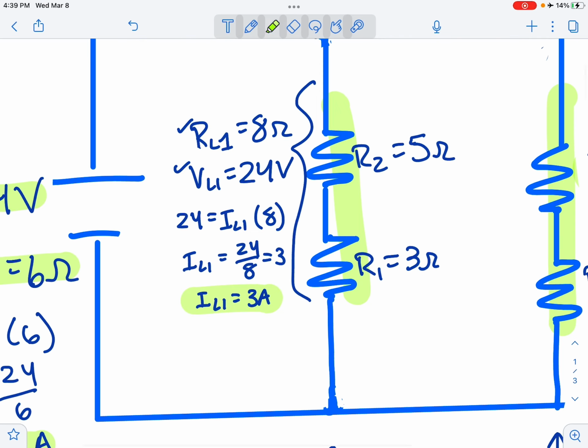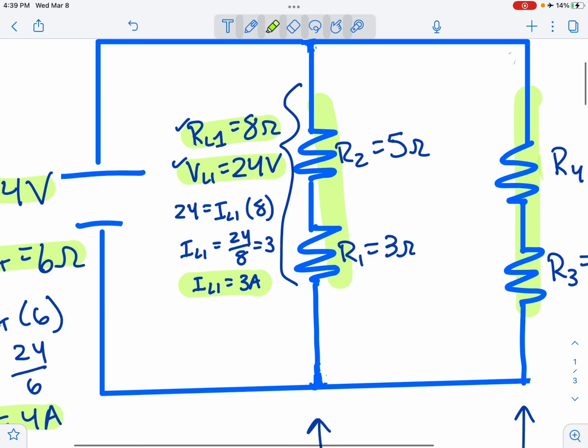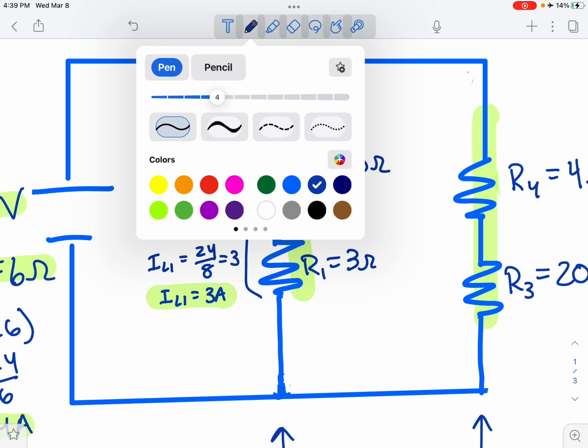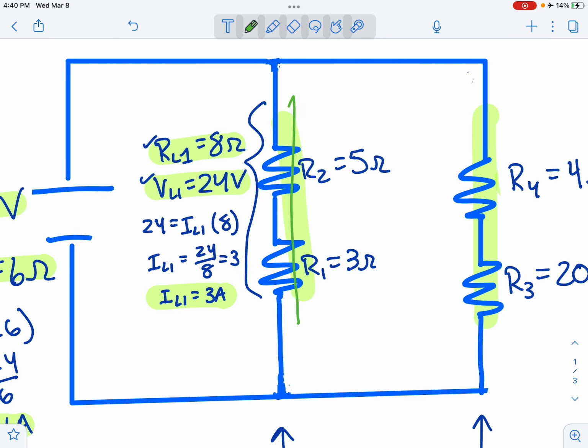So we have the current of leg 1, the voltage of leg 1, and the resistance of leg 1. Now in a series circuit, the current always stays the same. So that means the current everywhere in this leg will be 3 amps. So the current through the first resistor will be 3 amps. The current through the second resistor will be 3 amps. And so, hey, we have an R and an I. That means we can solve for V. V1 is equal to I1, which is 3, and R1, which is 3. So 3 times 3 is equal to 9 volts.